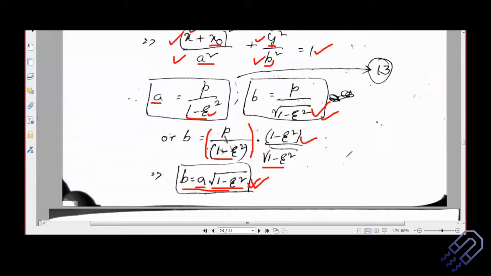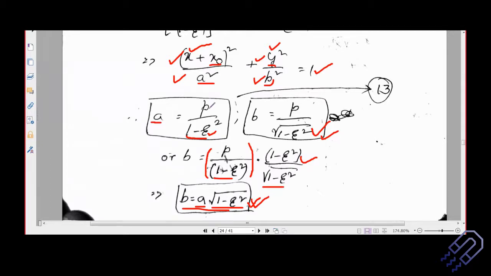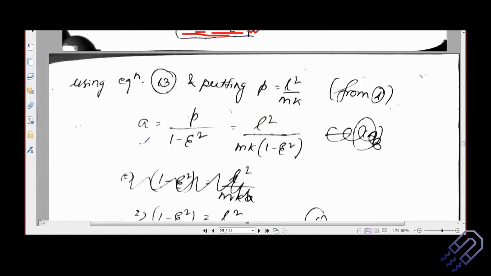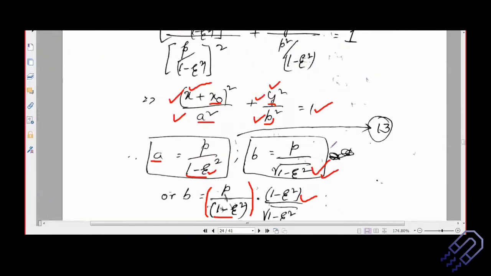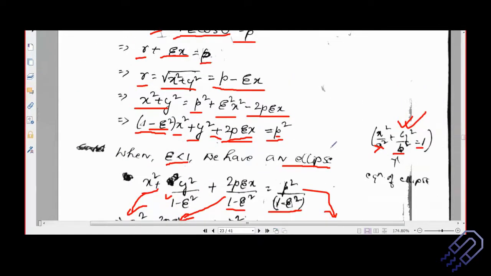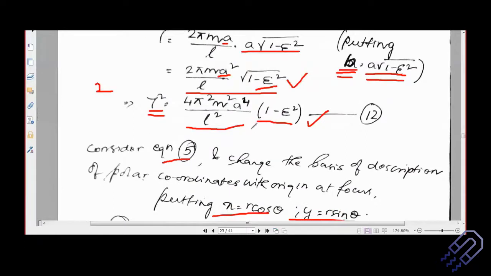So we have equation 13 as this: a is equal to p divided by 1 minus epsilon square. We replace this p. So p can be written as L square divided by m k into 1 minus epsilon square. The question is why I am doing this? Because when we were deriving the proportional to a cube term, we actually stopped at this particular point. Let's go back here: this particular point, 1 minus epsilon square.